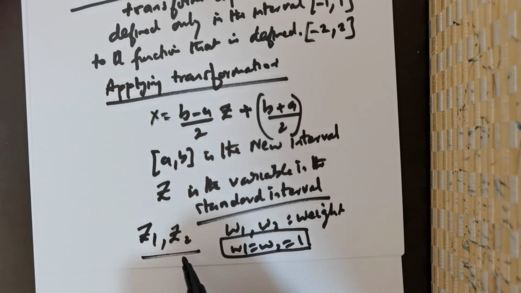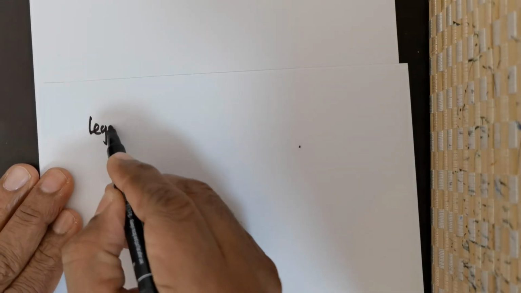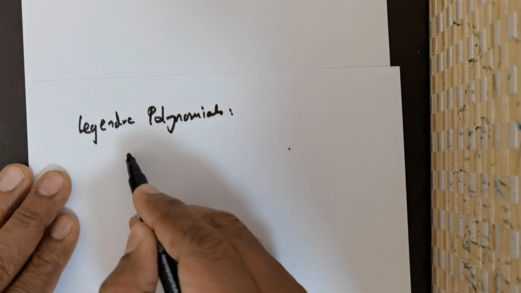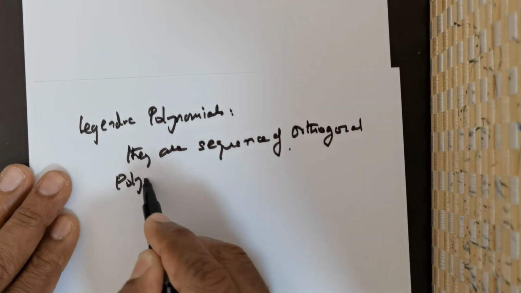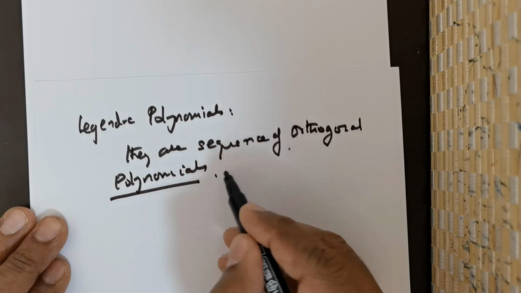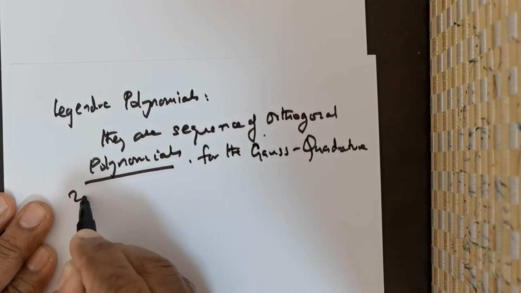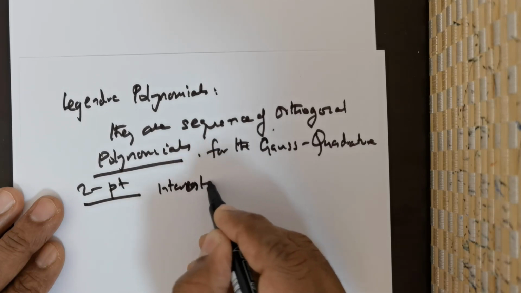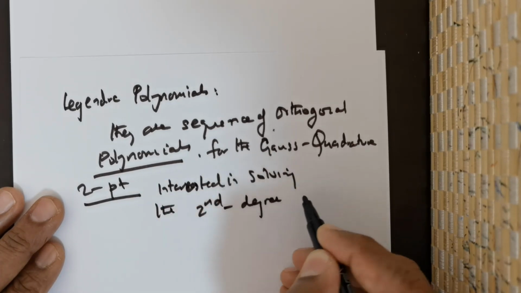Now the all important question is, how did I find z1 and z2? So I'm going to demonstrate here how exactly I got that. By definition, we are actually aiming to solve Legendre polynomials. Okay. Now what are Legendre polynomials? They are a sequence of orthogonal polynomials. Now for the Gauss Quadrature 2-point formula, we are actually interested in solving the second degree Legendre polynomial.